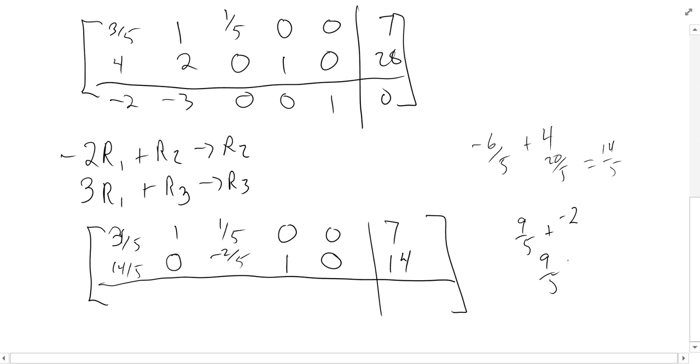So 9/5 plus a negative 10/5 gives me a negative 1/5 in that spot. A positive 3 times 1 plus negative 3 will give us 0. I'm going to get 3/5 when I multiply it by 3. 3 times 1/5 is 3/5 plus the 0 is 1. 3 times 0 plus 0 is going to stay 0. 3 times 0 plus 1 is going to stay 1. And 3 times 7 is 21, plus the 0 is 21.